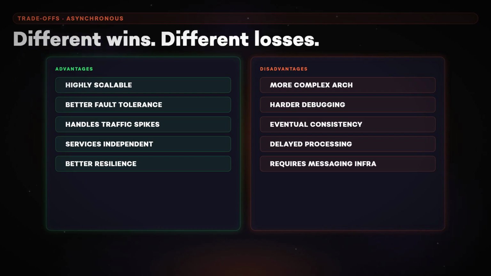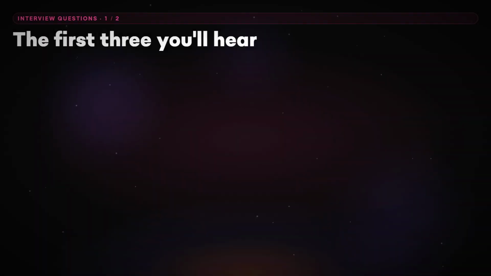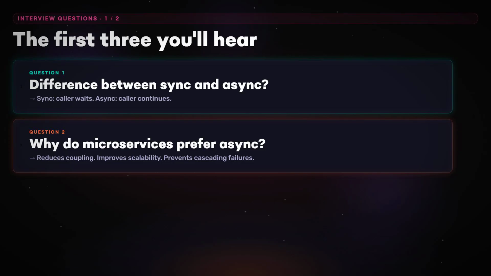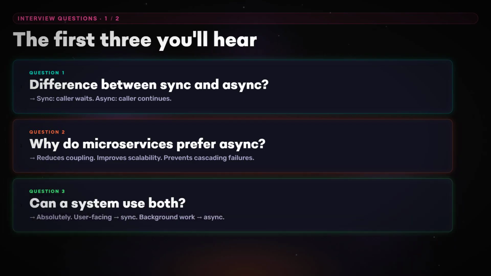By this time, you can answer these frequently asked interview questions. What is the difference between synchronous and asynchronous communication? The answer is simple. In synchronous communication, the caller waits for a response. In asynchronous communication, the caller continues without waiting. Second question is, why do microservices prefer asynchronous communication? Because it reduces coupling, improves scalability, and prevents cascading failures. Next question can be, can a system use both? Absolutely. Most production systems use both. User-facing operations are usually synchronous, background work is usually asynchronous.